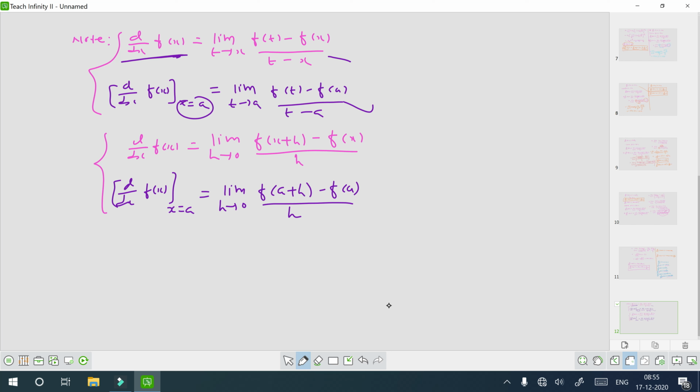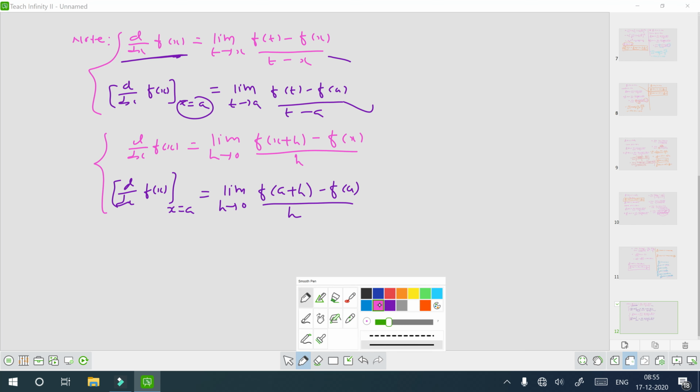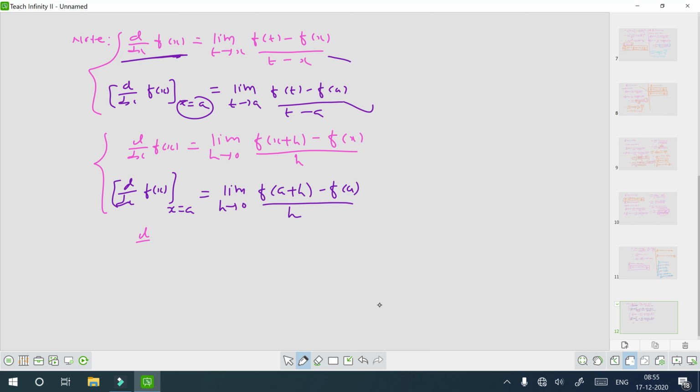Let us take a very simple example. For example, find d by dx of x square at x is equal to 1, using definition. See, f of x is equal to x square. This is not a trigonometric form. So which definition do we have to apply? First one.